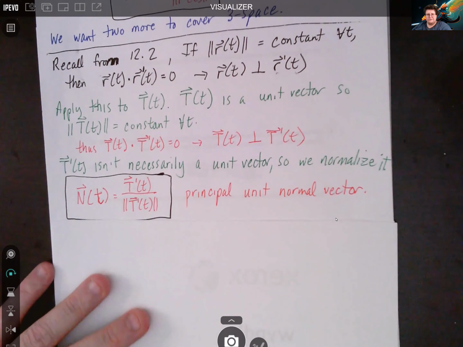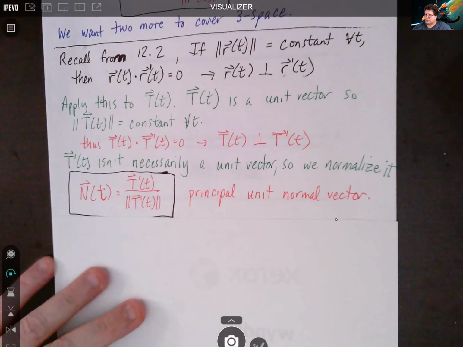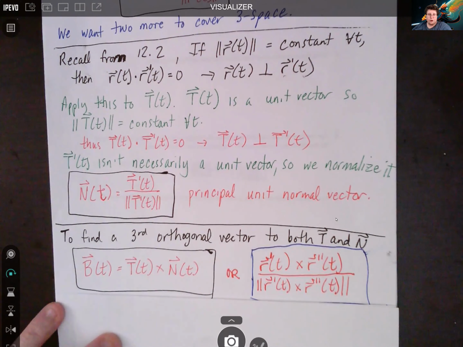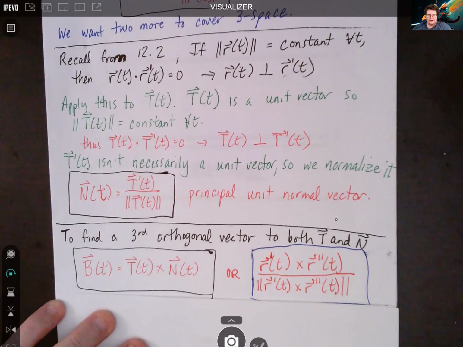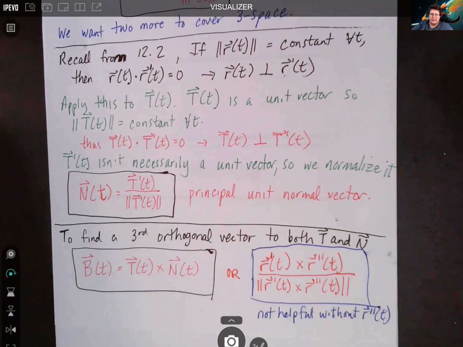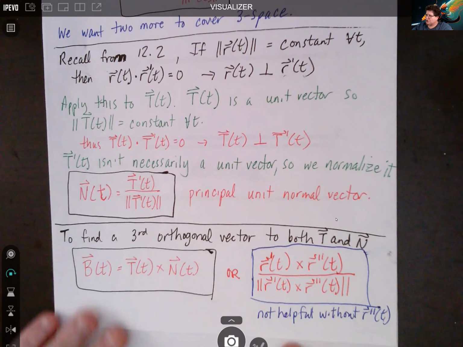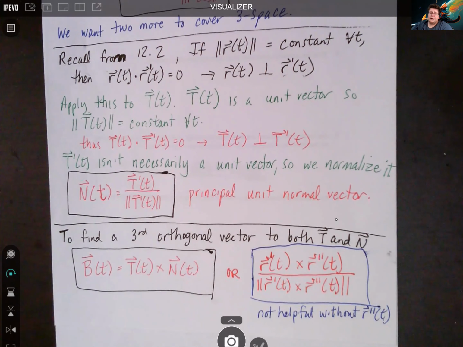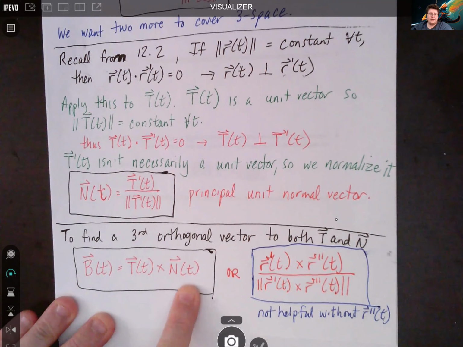And now that we've got 2 vectors that are orthogonal, we can create a third vector, of course, using the cross product. This one is called the binormal vector, which goes by B, and we can get it with T cross N. Or optionally, you can do r prime of t cross r double prime of t, the second derivative of the position vector. So that's velocity cross acceleration, and then divide that by its magnitude to normalize it. This version of B of t is already a unit vector.